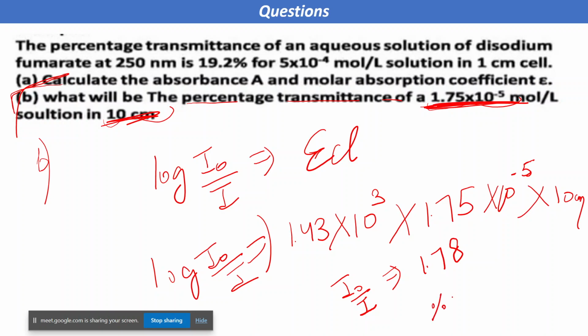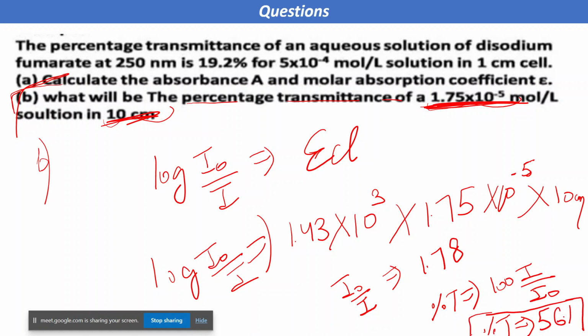Now you know percentage transmittance. What is the formula for percentage transmittance? It is simply 100 I by I naught. Yes, ma'am, reciprocal of. Yes. And directly just put the value and tell me what the percentage transmittance will be after solving it. 56.17. Correct. 56.1.